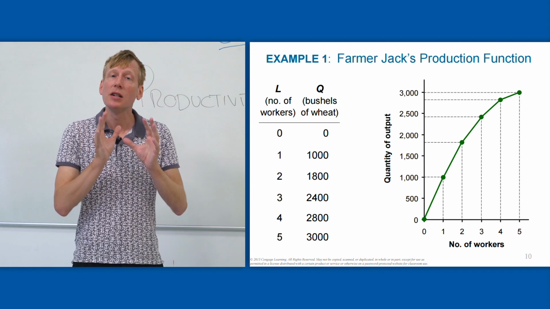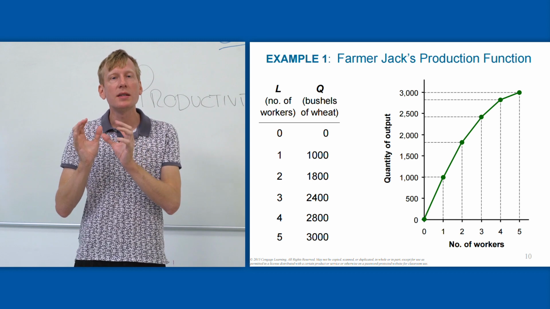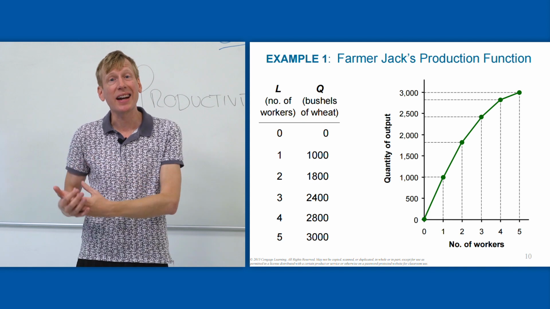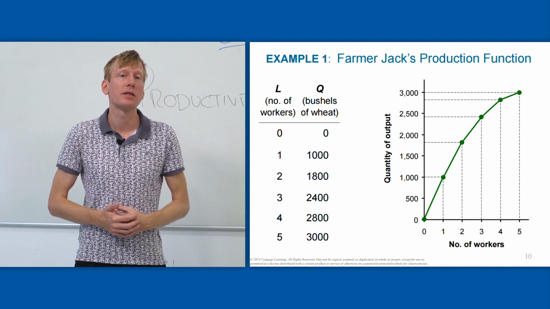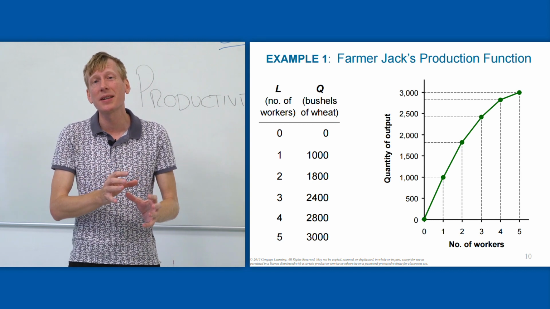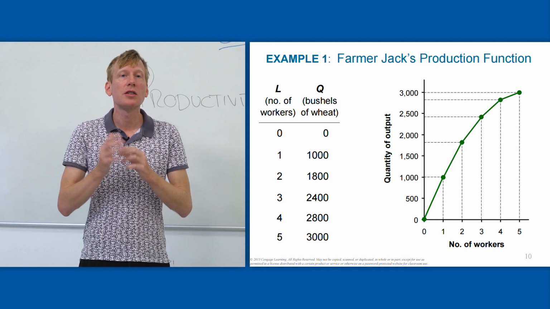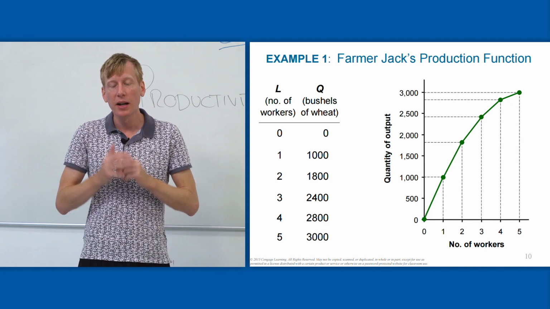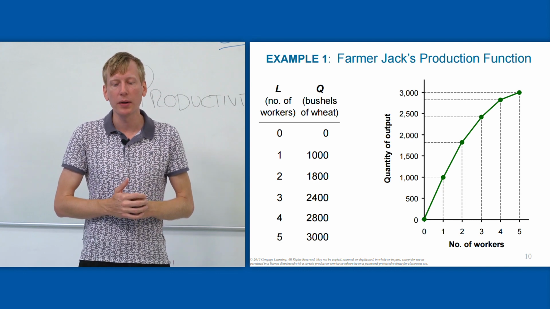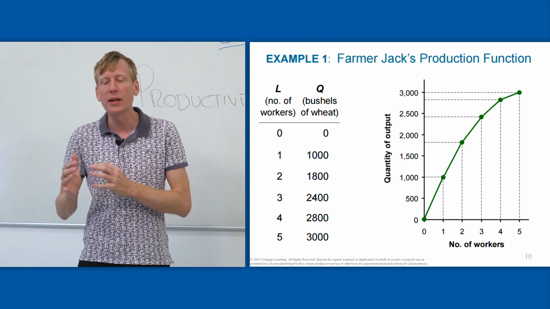And if he did that, if he has just one worker for a labor quantity of one in his production function, we see that his quantity of wheat output is 1,000. Now, if he hires a second worker, so his labor quantity in his production function is 2, then his quantity of wheat output rises from 1,000 to 1,800. If he hires a third worker, then his quantity of wheat output in his production function rises to 2,400. The fourth worker increases wheat output further to 2,800. And the fifth worker increases wheat output further to 3,000.